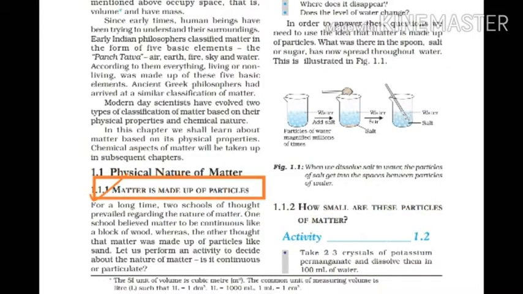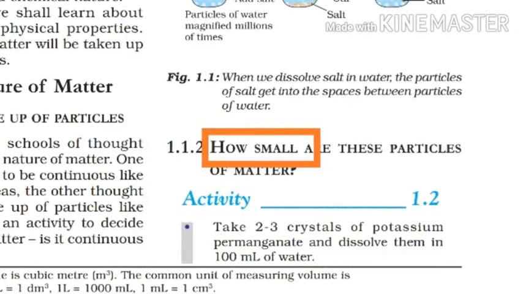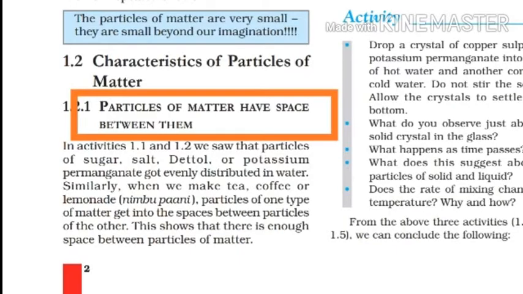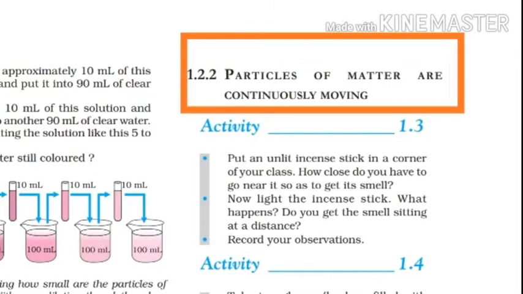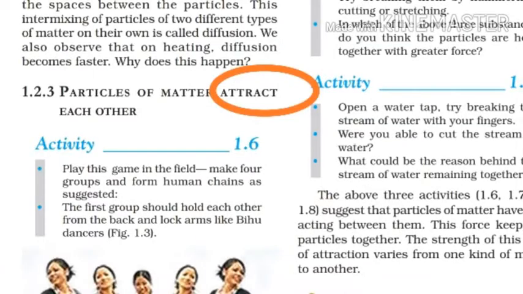There are some important properties of matter. That is, matter is made up of small particles. The particles are too small. Particles of matter have space between them. Particles of matter are continuously moving, that is, constantly moving, and they attract each other.